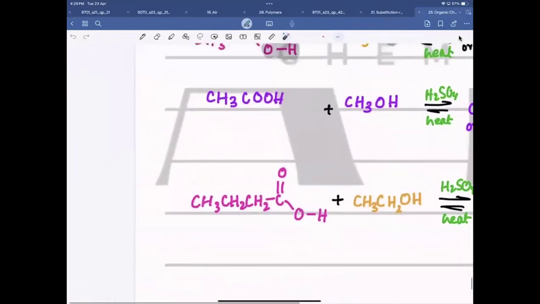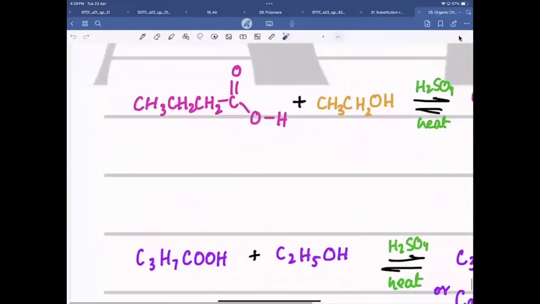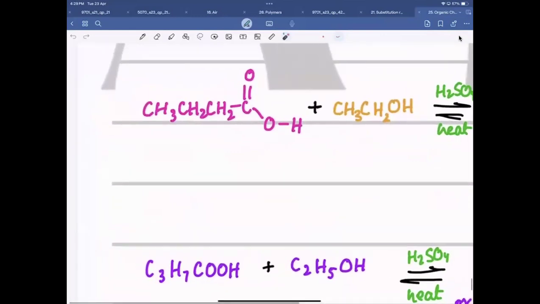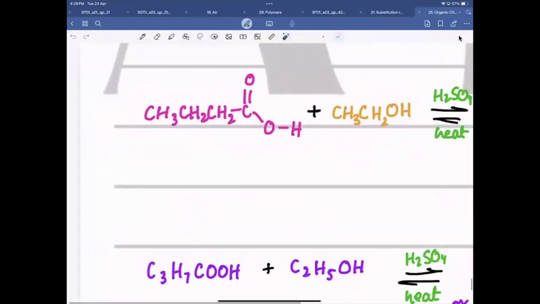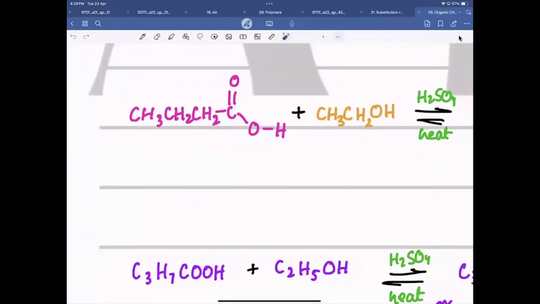Yes, over here, if you see this one. So see, it's a butanoic acid and it's an ethanol. So from the names, we can easily identify the name of the ester. So the alcohol is ethanol, so it's ethyl, and the carboxylic acid is butanoic acid. So the name of the ester is going to be ethyl butanoate. Is this understandable? Yes, sir.